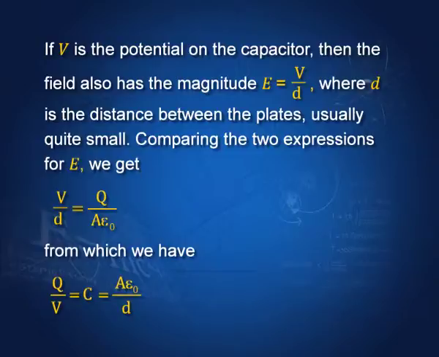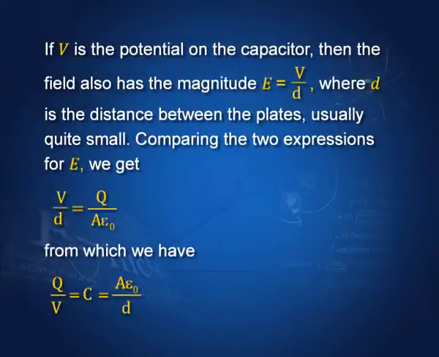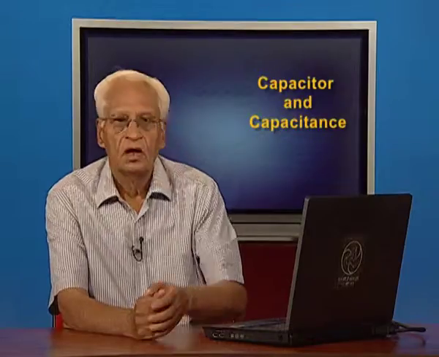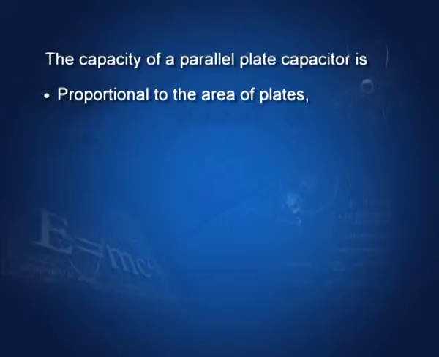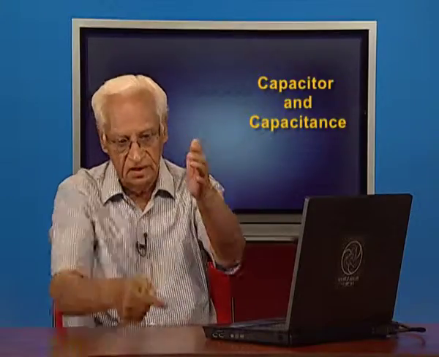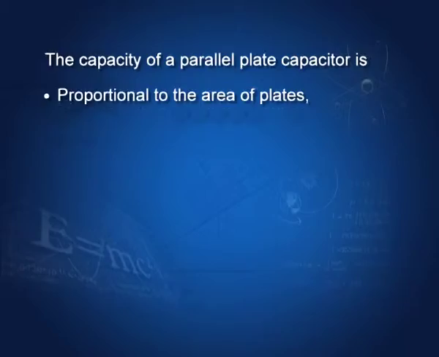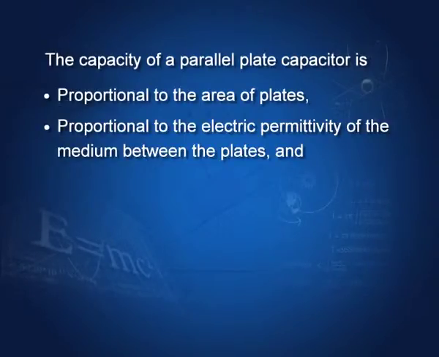d is the distance between the plates, A is the area of each plate, and epsilon 0, as you know, is the permittivity of vacuum. So, we have learned that the capacity of a parallel plate capacitor is proportional to the area of the plate. If this is the plate, then the area of this plate. It is proportional to the electric permittivity of the medium between the plates.